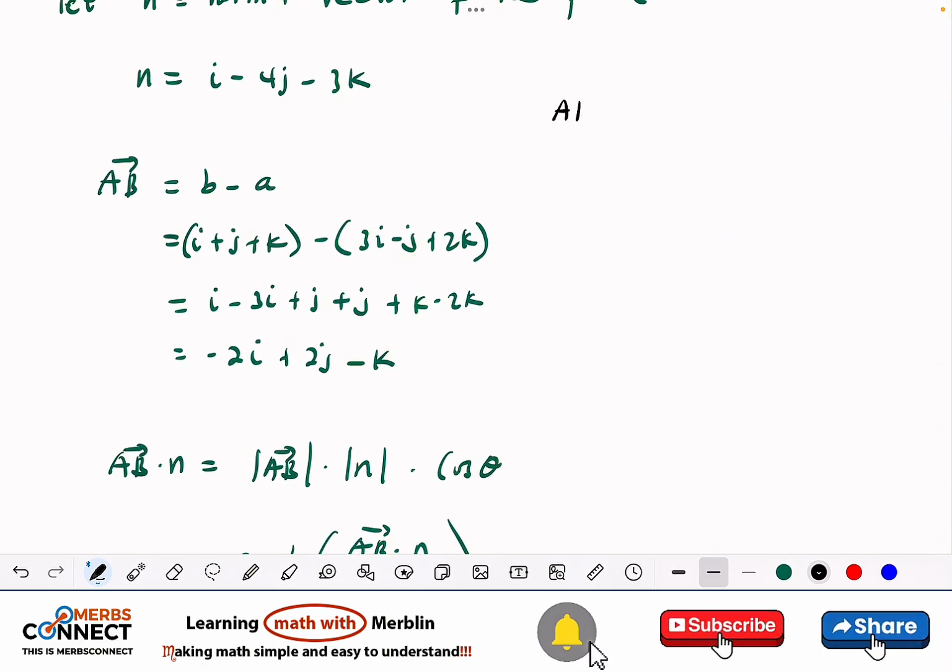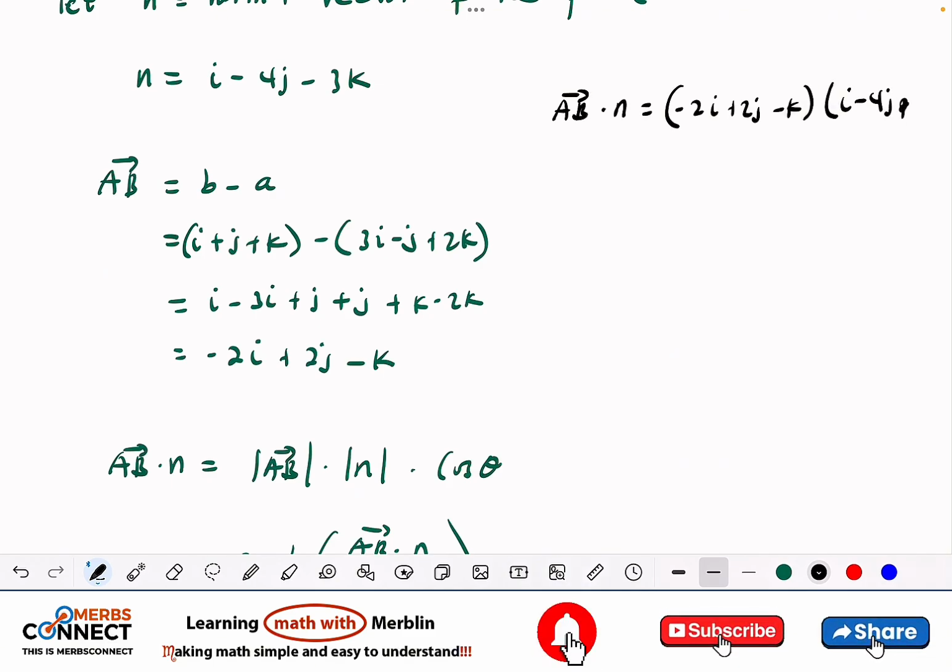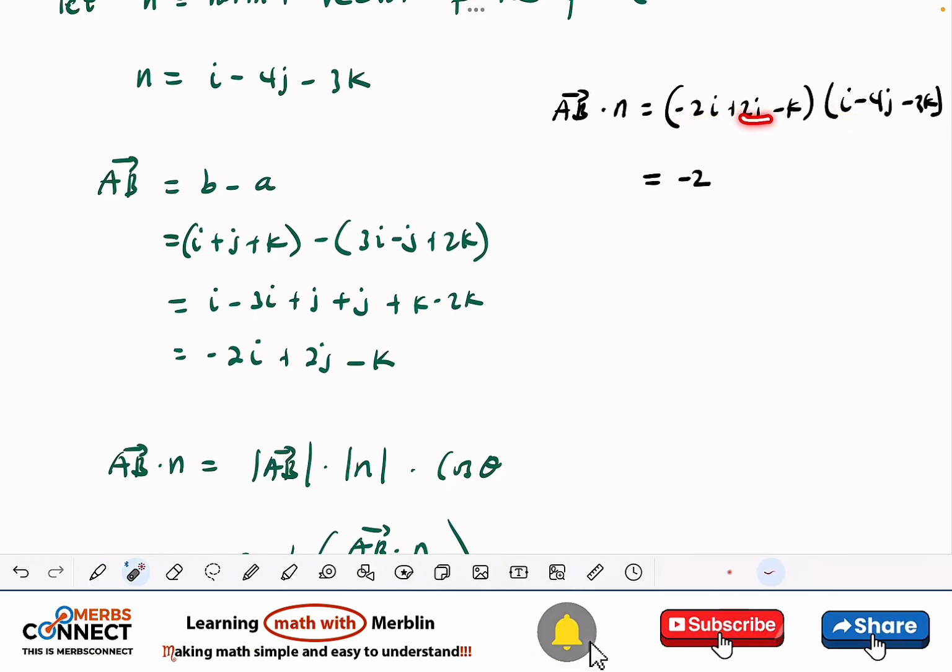So let's find vector AB dot n. This is going to be minus 2i plus 2j minus k, and n is i minus 4j minus 3k. Let's do that. The first terms give us minus 2. The second terms give us minus 8. And then the last terms give us, don't forget, this is 3.